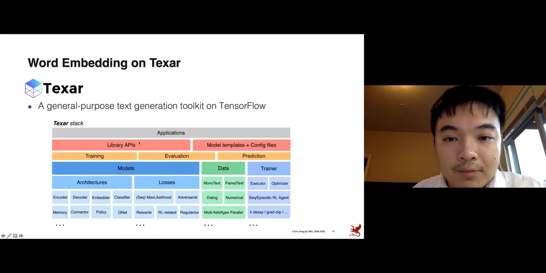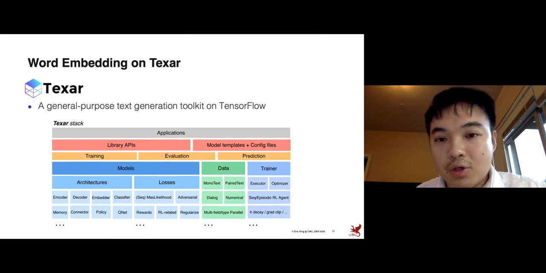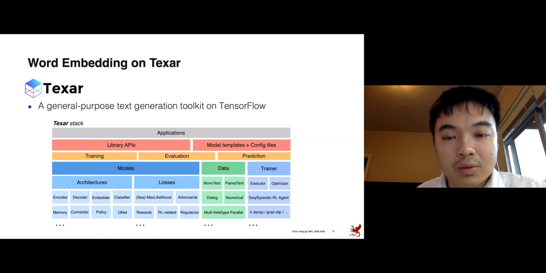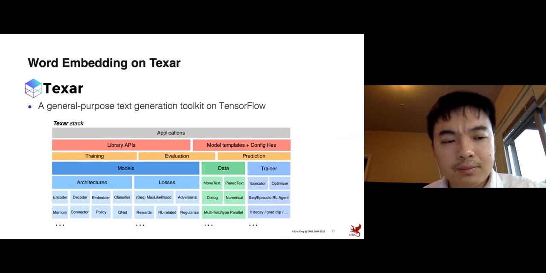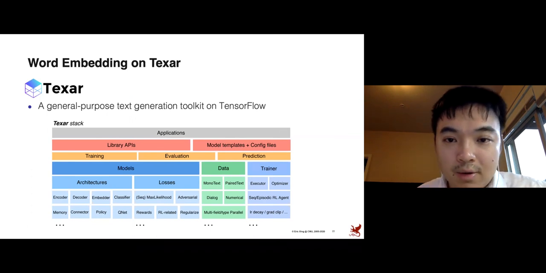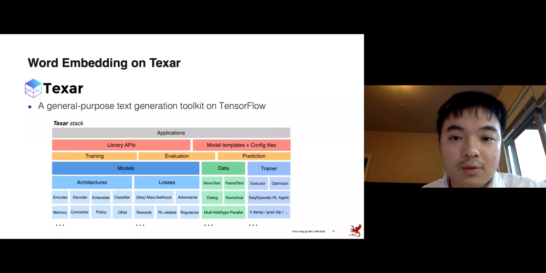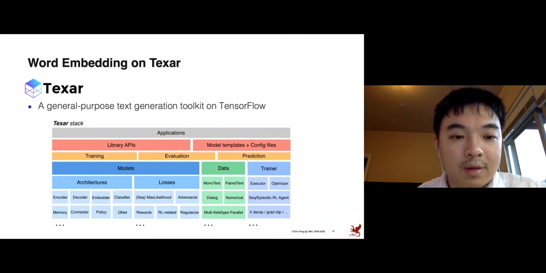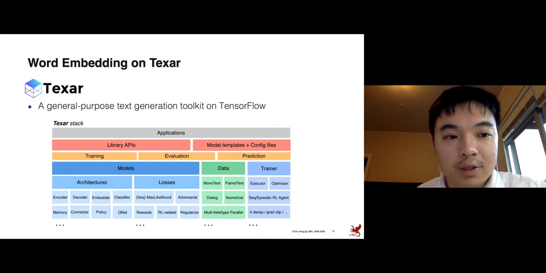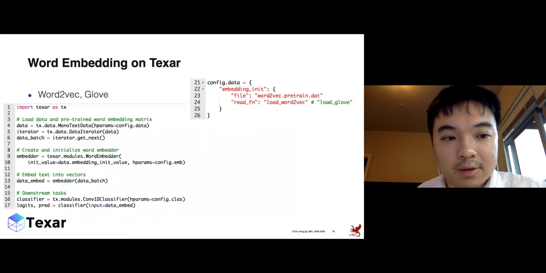For the practical use of BERT and other pre-trained models, like GPT-2 as a language model or Transformer as a machine translation model, there are different tools to enable this. Texar is a general purpose tool to enable these different applications, of course including the word embedding stuff.